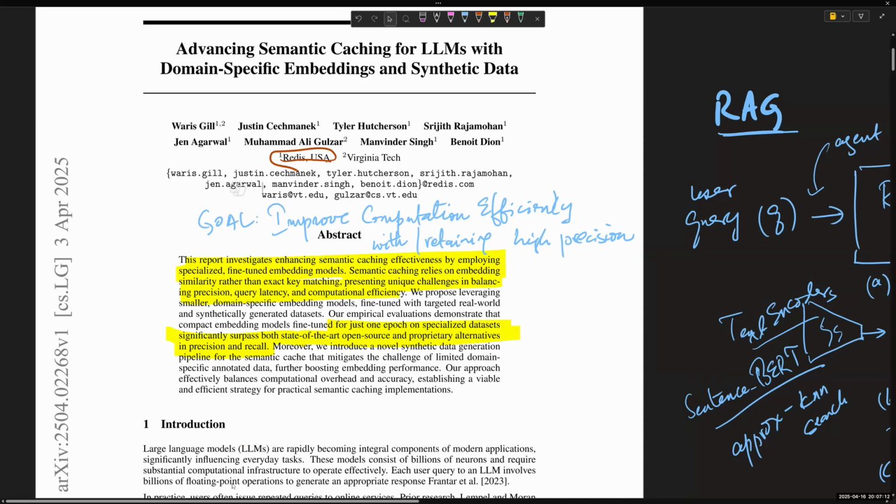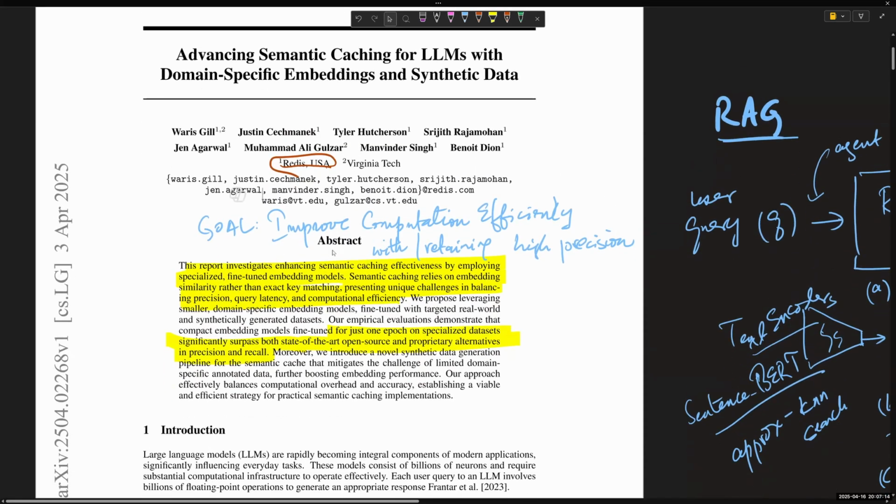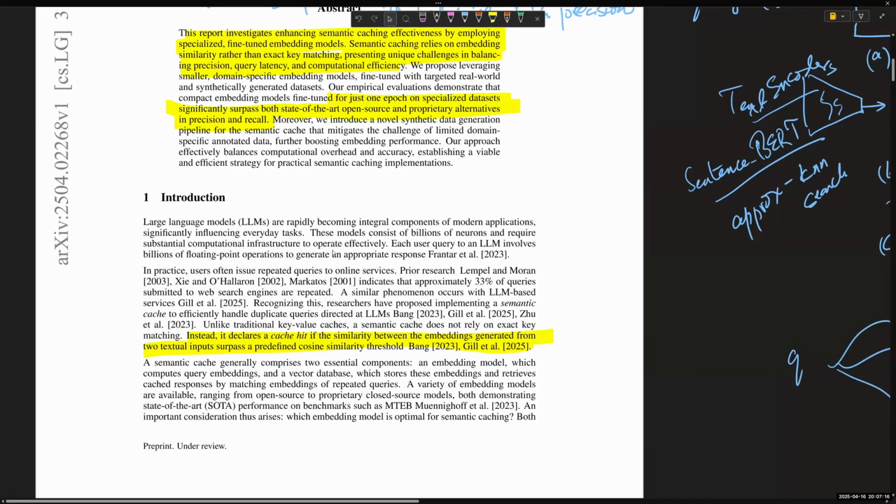And with Virginia Tech, they have been instrumental in writing this paper. So this is it, guys.